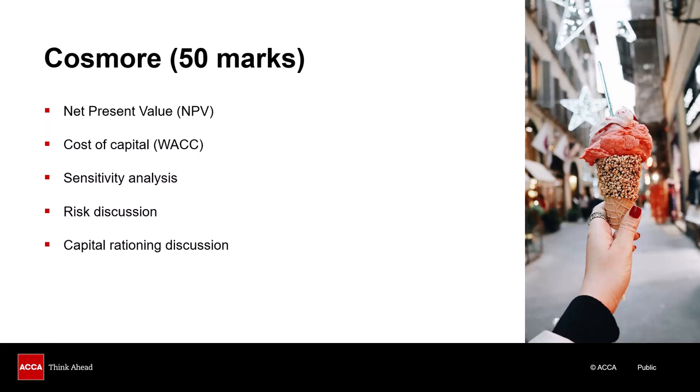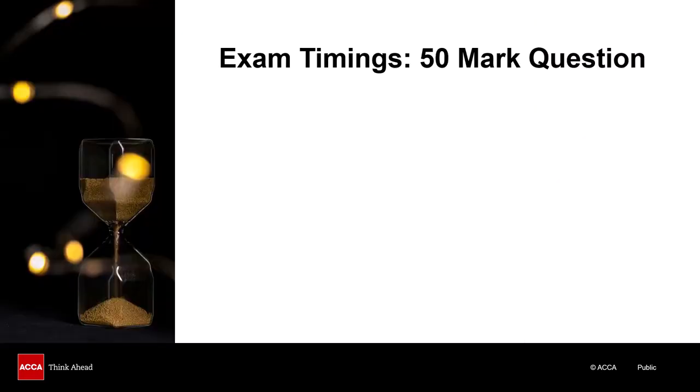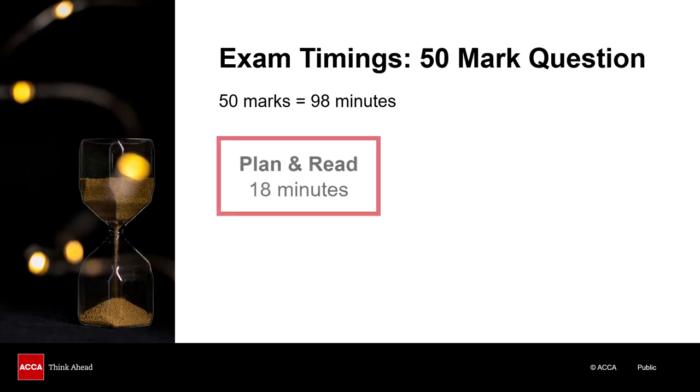Before we get into the question, let's think about exam timings. So for a 50-mark question, really, really important, you know how you're going to manage your time. So 50 marks works out as 98 minutes in total. If you just times it by the magic 1.95 minutes per mark across the time you have for this exam, it's 98 minutes. So the way to do this, we're going to spend the first 18 minutes of the 50-mark question planning and reading the question.